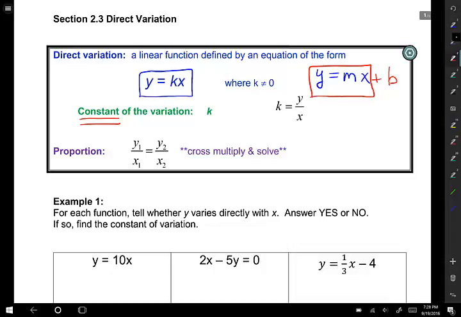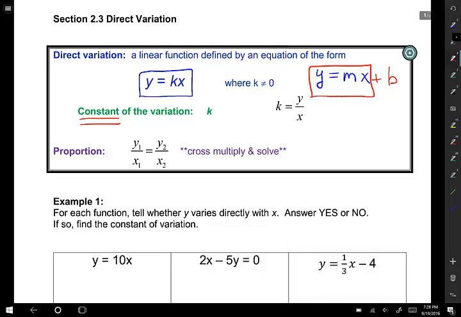So sometimes you're given 3 of the 4 pieces of information. You're just going to set up a proportion, y over x equals y over x, with corresponding number parts going in there. You're going to cross multiply and solve. We'll do a couple of those later. But first, let's do some identification of when it is or is not direct variation.